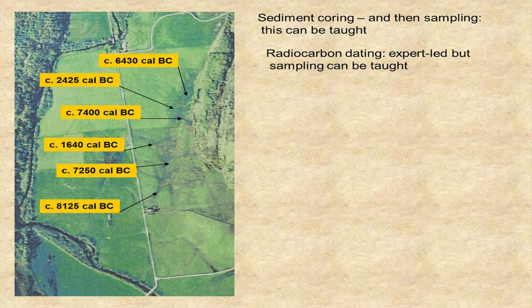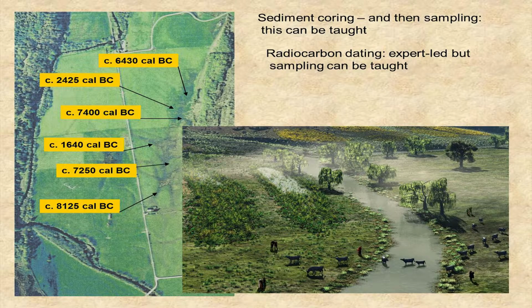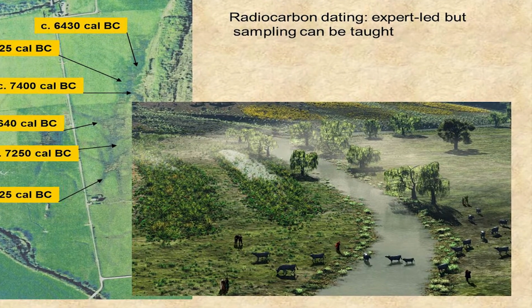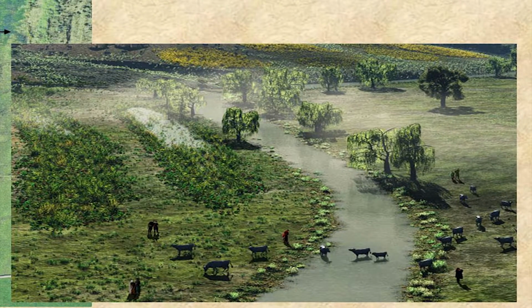Radiocarbon dating has to be done by experts, as Nicola Russell will tell us, but sampling is quite easy. And this is the river as it was 4,500 years ago. This shallow, this wide, cows easy to cross, and people also easy to get across to see the rock art itself.